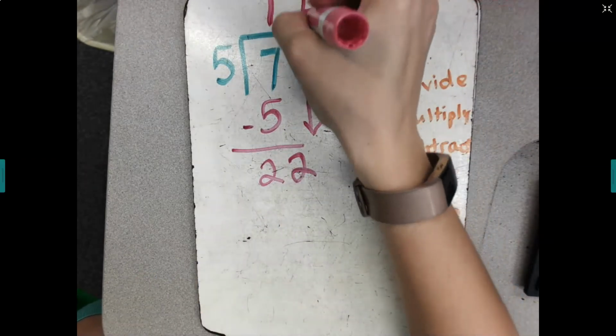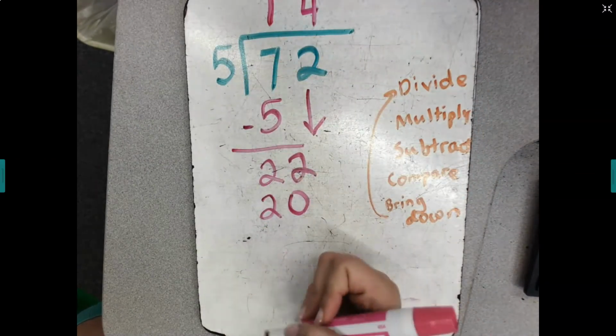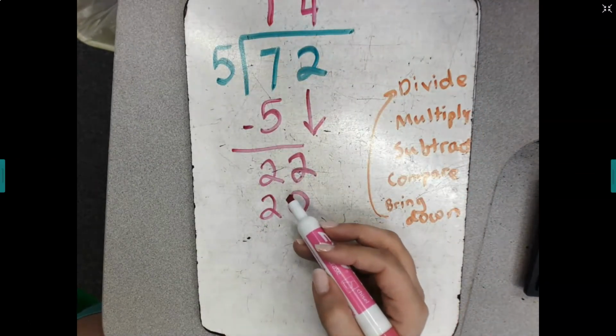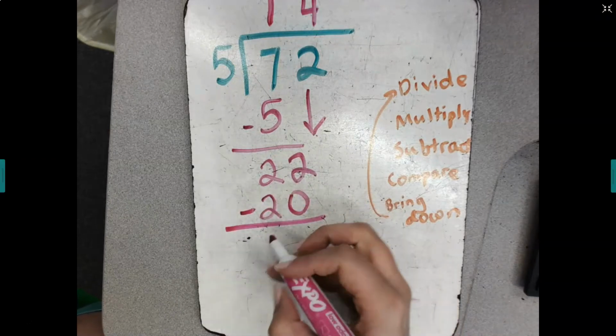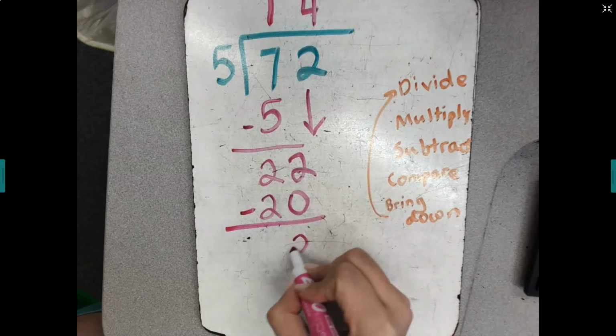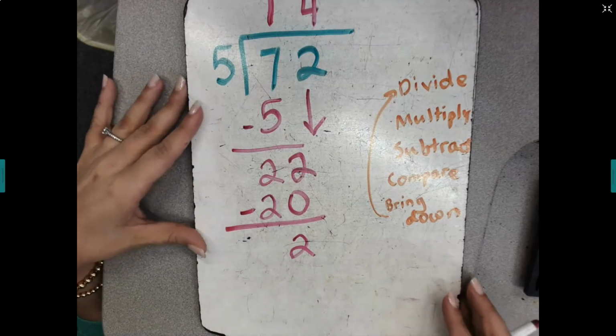That's 4 groups, because 4 times 5 is 20. So that's as close as I can get without going over. My next step is to subtract. 22 minus 20 is 2. Compare. 2 is less than 5.